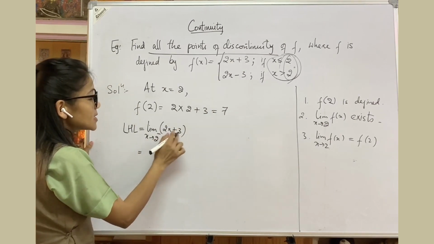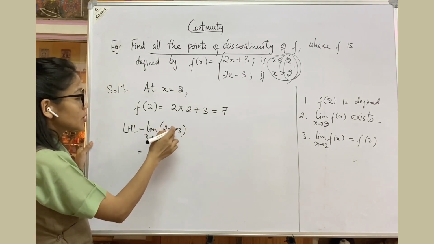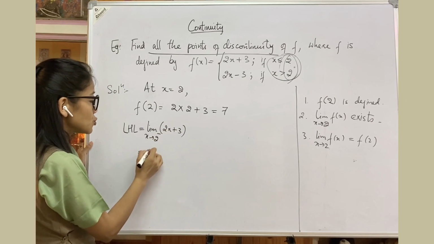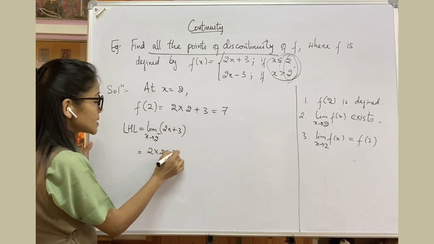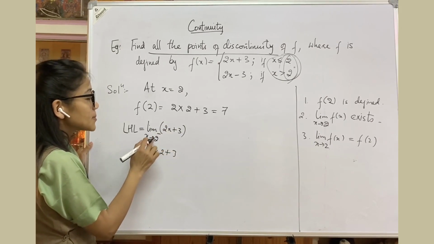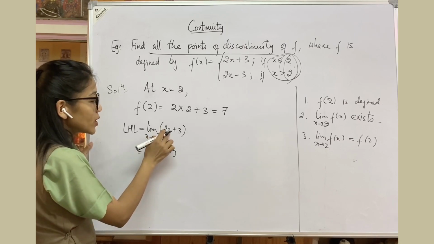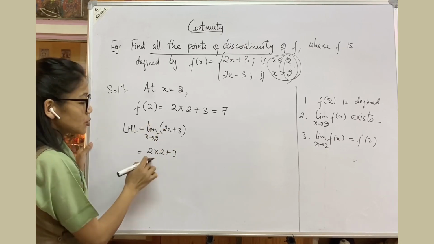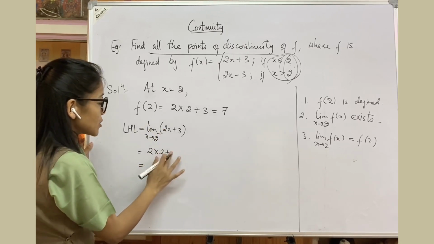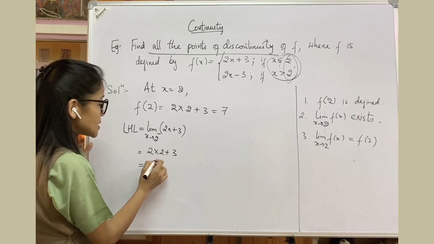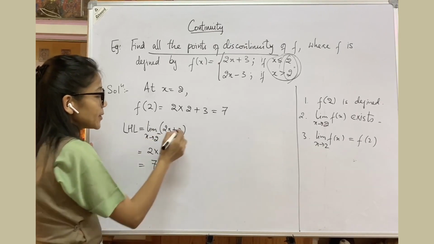Since it is a polynomial, you just substitute the limit point directly. So that is 2 into 2 plus 3. And remember that when you have substituted the limit point, you will not write the limit. You will just directly write this. So 2 twos are 4 plus 3, that is 7.